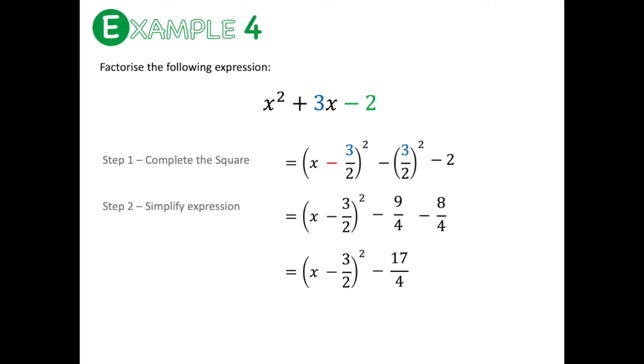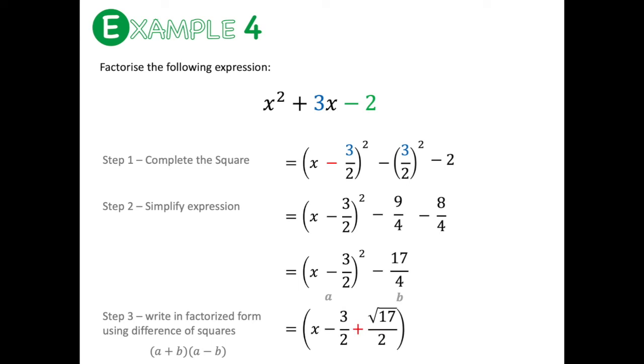So now that I've got it in a simplified expression, I can go ahead and factorize. My a value is going to be x plus 3 over 2 squared. My b value is 17 over 4. So writing it in factorized form is going to be x plus 3 over 2 plus the square root of 17 over 2 in the first set of brackets. In the second set of brackets, it is going to be x plus 3 over 2, subtract the square root of 17 over 2. And again, our 17 over 4, when we square root that, we apply the square root to both the 17 and the 4. Square root of 4 is 2, so it becomes the square root of 17 divided by 2.